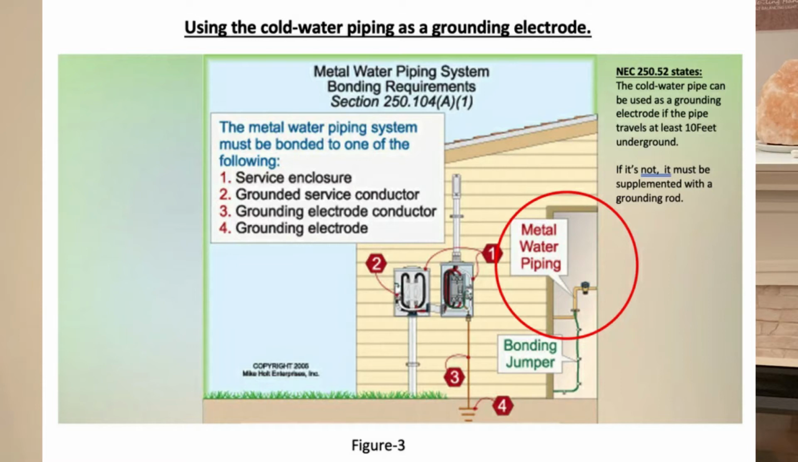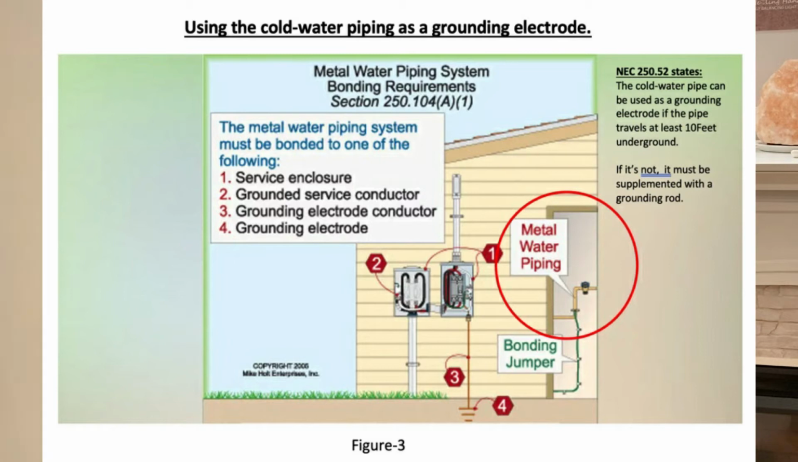And that ground symbol is really depicting a connection to a ground rod. So in this image, we kind of have both. We have the cold water pipe that's going out into the earth, and in this case, it may not be going through the earth for up to 10 feet, so we have to have that ground rod present. This image is depicting all of it.